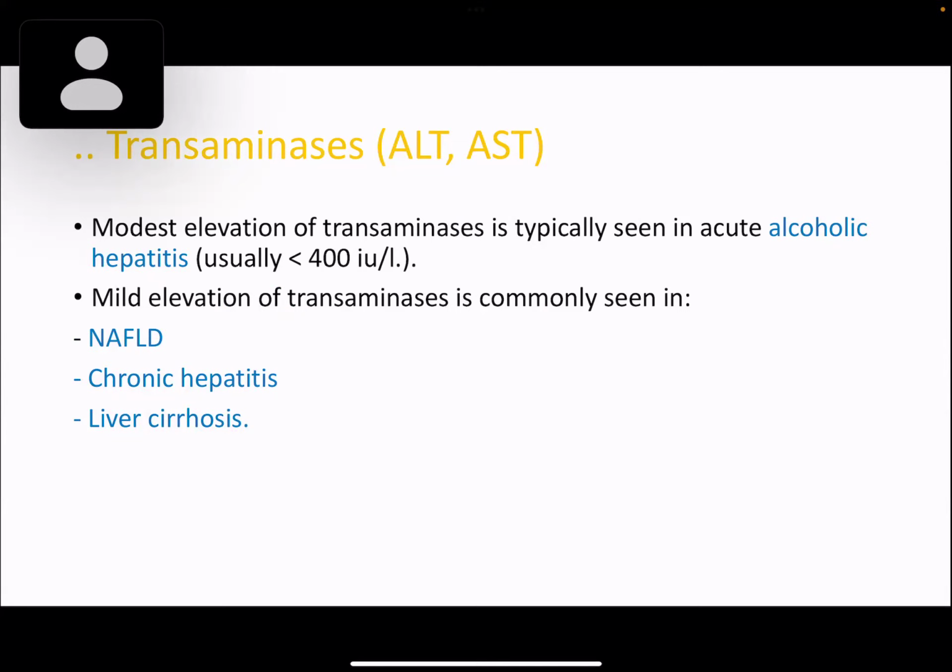Modest elevation of transaminases, around 400 or less than 400 international units per liter, is typically seen in alcoholic hepatitis. While mild elevation of transaminases is commonly seen in those who have fatty liver disease, chronic hepatitis, and liver cirrhosis.